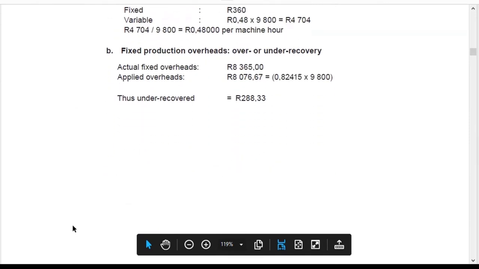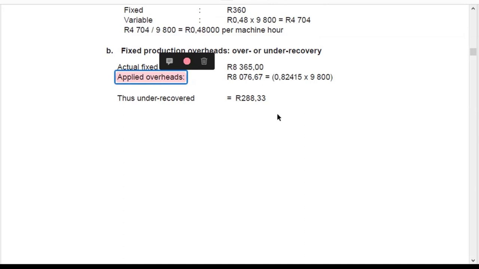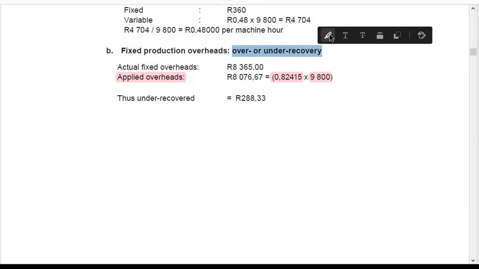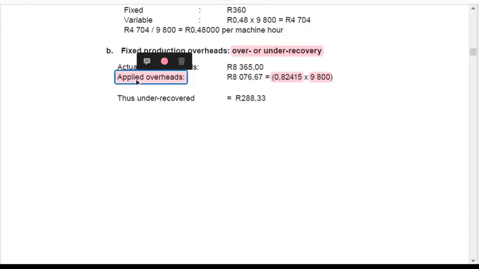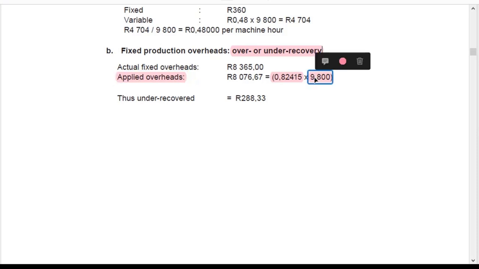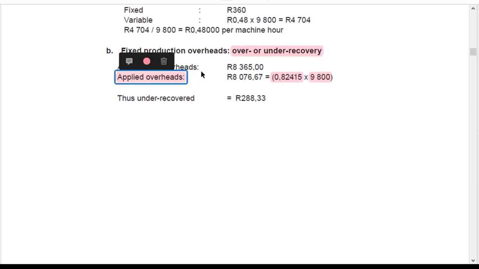Another good example of a flex budget is, guess which one is it? It's applied overheads. Remember, applied overheads, you use your budgeted rate, but you apply it against what actually happened. Do you guys see? Then you ask yourself, did we over or under recover? Because with applied overheads, you make an estimate of what your overheads would be given the actual production. Then by the time that you spend, you actually get your actual fixed overheads, you make a comparison of saying, did we overestimate or did we underestimate? Applied overheads is actually a good example of a flexed budget.